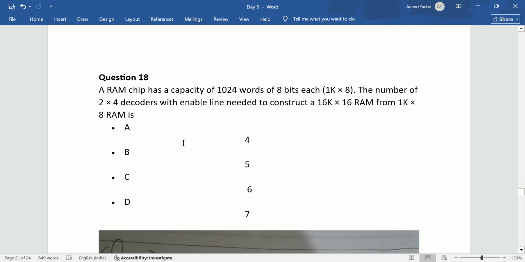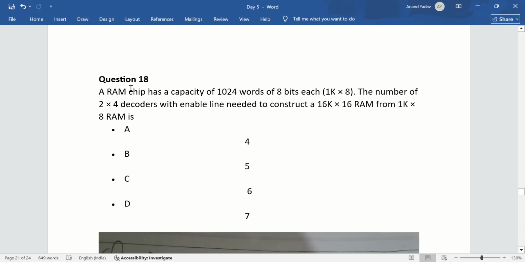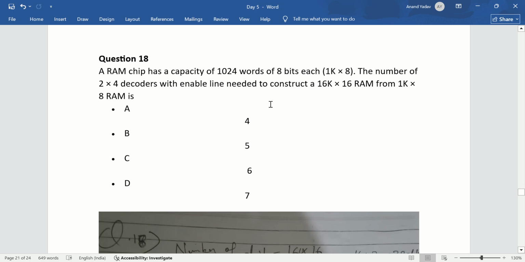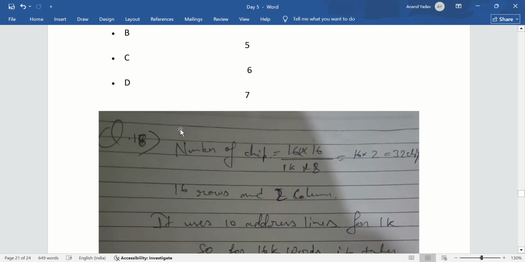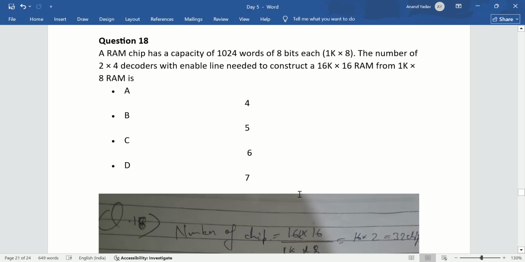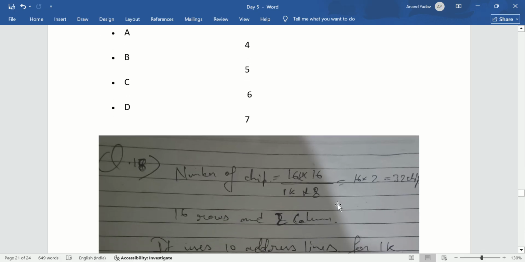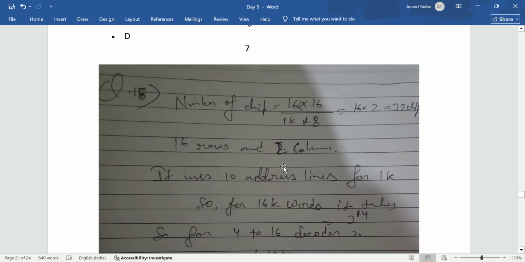Now the next question is: a RAM chip has a capacity of 1024 words of 8 bits each, 1K cross 8. The number of 2 cross 4 decoders with enable line needed to construct a 16K cross 16 RAM from 1K cross 8 RAM. For this question I will solve this way. First we calculate the number of chips: 16K divided by 1K cross 8. I will get 32 chips, which are in 16 rows and 2 columns.